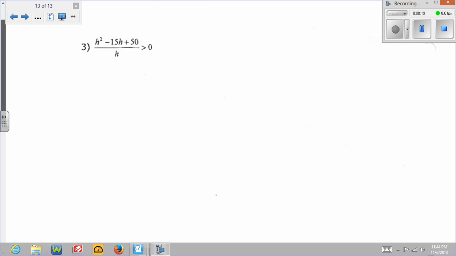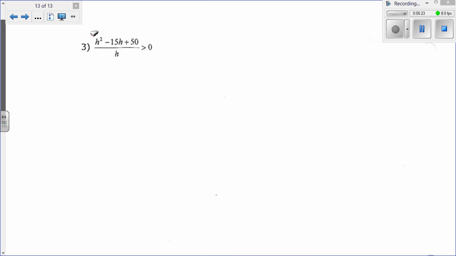All right, for number 3, I actually need to factor my numerator because that's factorable. And it is h minus 5 and h minus 10. So this time, instead of having just 3 number lines, I have to have a 4th number line because I have 2 factors and then 1 variable in the denominator.